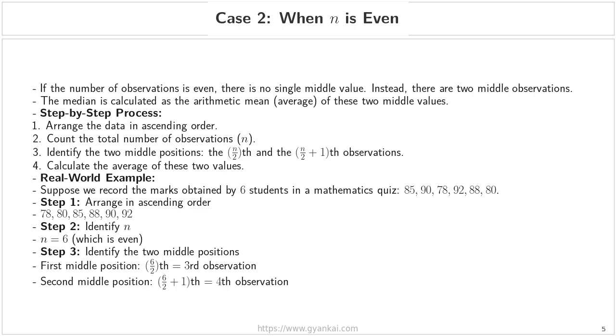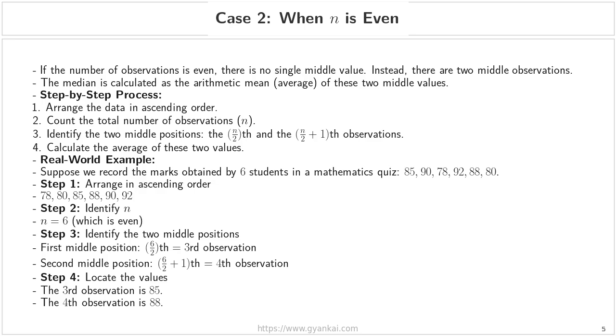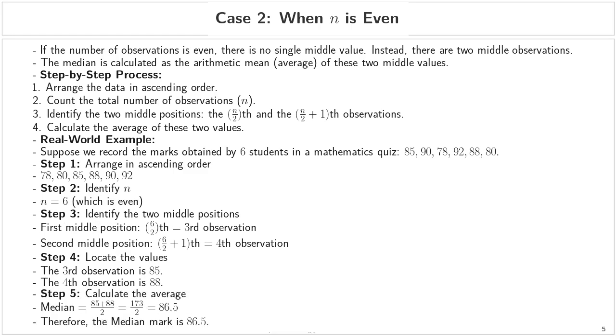Step 3, now let's find those two middle positions. For the first position, we take 6 divided by 2, which gives us the third observation. For the second position, we take 6 divided by 2 plus 1, which gives us the fourth observation. Step 4, looking at our sorted list, the third observation is 85, and the fourth observation is 88. Step 5, finally, we calculate the average. We add 85 and 88 to get 173, and then divide by 2. This gives us 86.5. So the median mark for this quiz is 86.5.